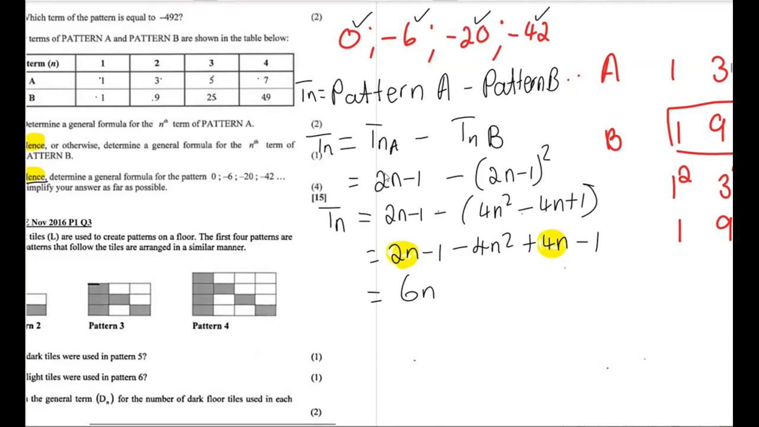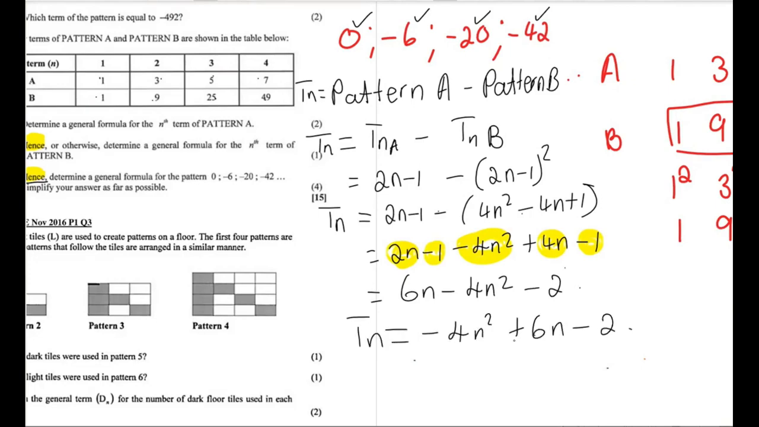Then we also see minus 4n squared by itself, right? So we write it as it is. Then I can also see the numbers minus 1 and minus 1, and that will give me negative 2. So you can rearrange this now. Start with minus 4n squared plus 6n minus 2. This is the general formula.